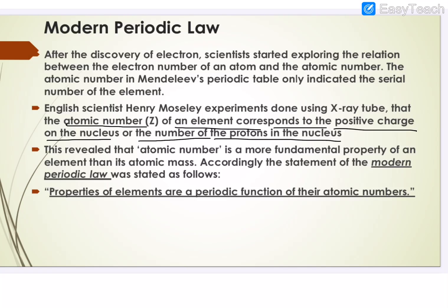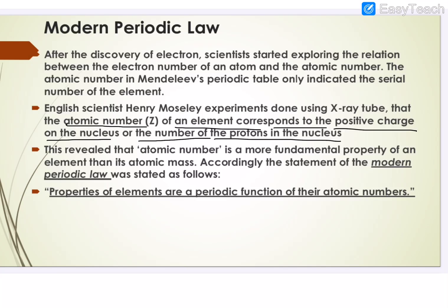Before the modern periodic law, atomic mass was given more importance than atomic number. Scientists like Newlands, Dobereiner and Mendeleev arranged their periodic tables on the basis of atomic mass. But after the electron was found, atomic number was taken as the fundamental property, and the modern periodic law was stated as follows.